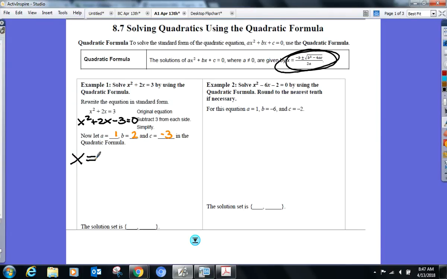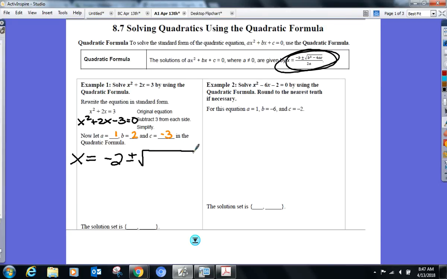X equals, it starts out with negative B. What's your B value? 2. So guess what's going to happen when I plug it into the quadratic formula? Negative 2. Everyone with me? Plus or minus square root.